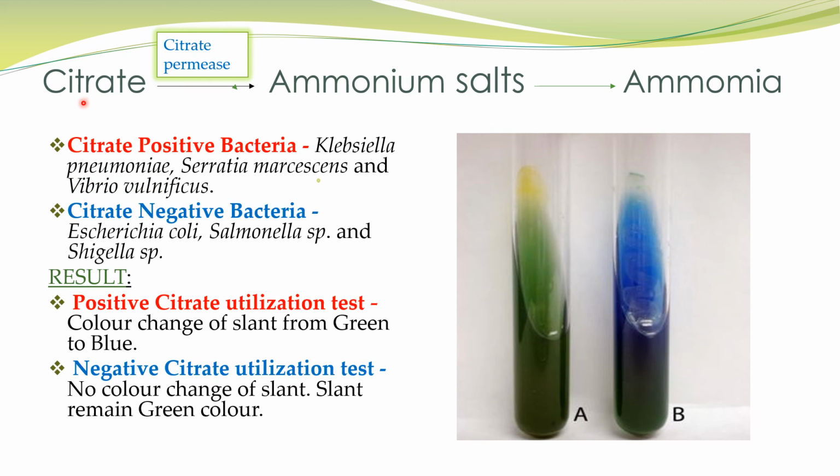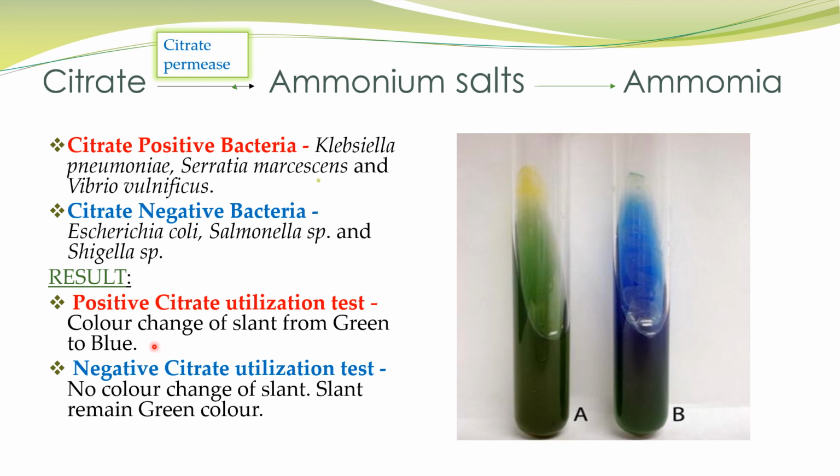This is a simple representation of the citrate utilization test. The citrate present in the culture medium is acted upon by the enzyme citrate permease, which is produced by the bacteria, and is converted into ammonium salts and then to ammonia. The citrate positive bacteria are Klebsiella pneumoniae, Serratia marcescens and Vibrio vinificus, and citrate negative bacteria are E. coli, Salmonella species and Shigella species.